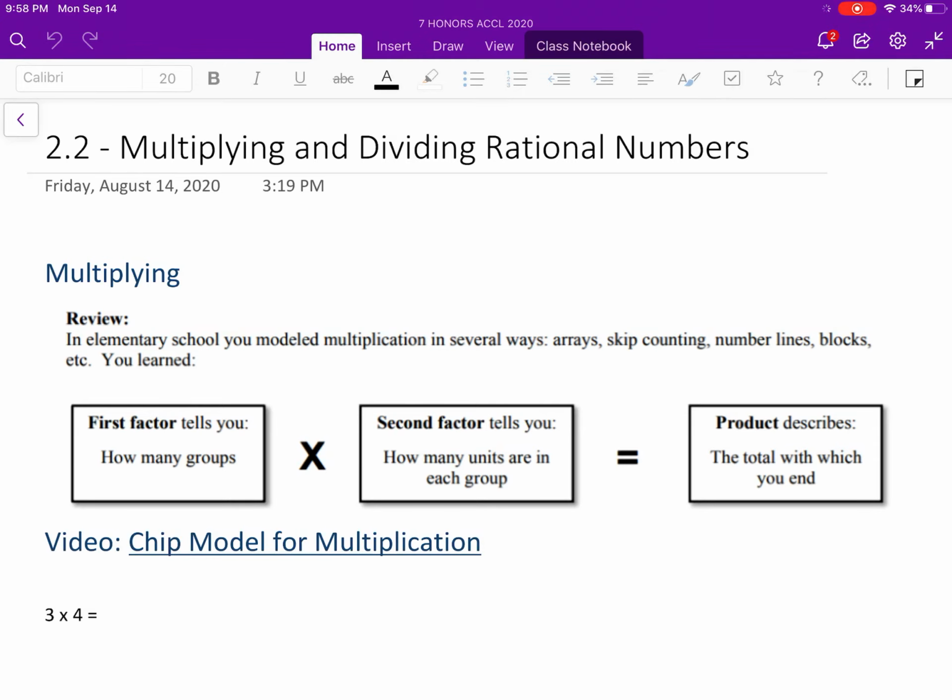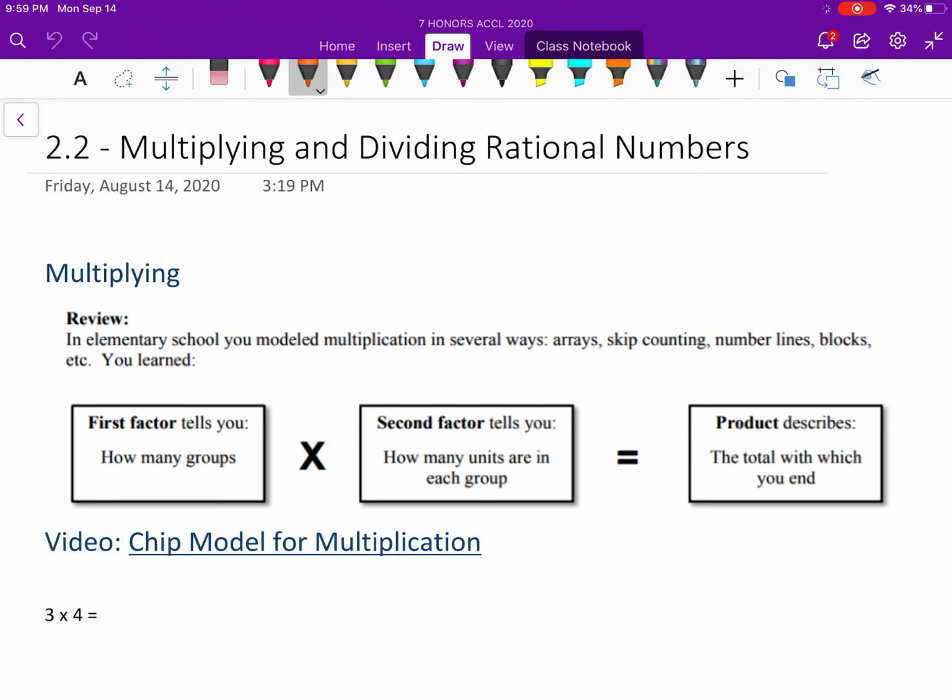All right, so today we're going to be talking about multiplying and dividing rational numbers. Right now we're just going to be talking about integers though, so it shouldn't be too hard. So to review, in elementary school you modeled multiplication in lots of different ways.